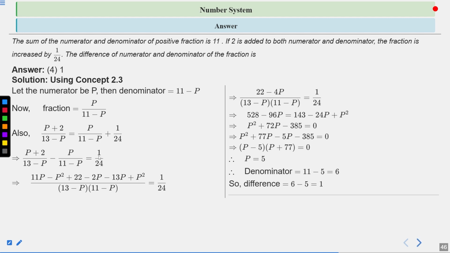So the difference between them will become 6 minus 5, because p is 5 and the denominator is 6. So the difference between them is 6 minus 5, which is 1. 1 is the correct answer. So the fourth one is the correct answer of this question. Next one.